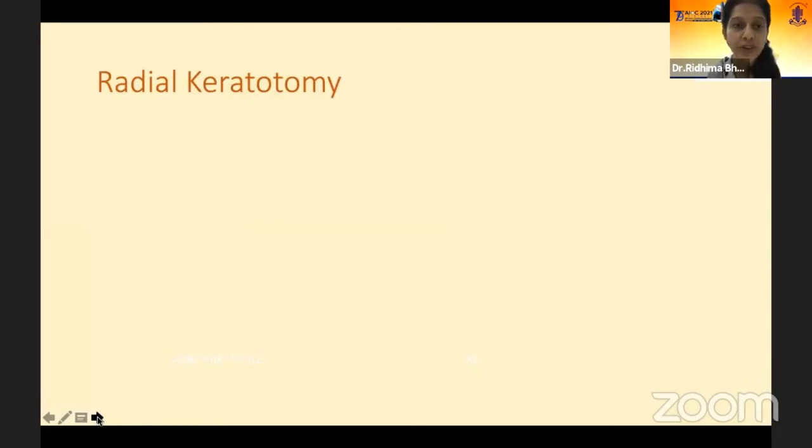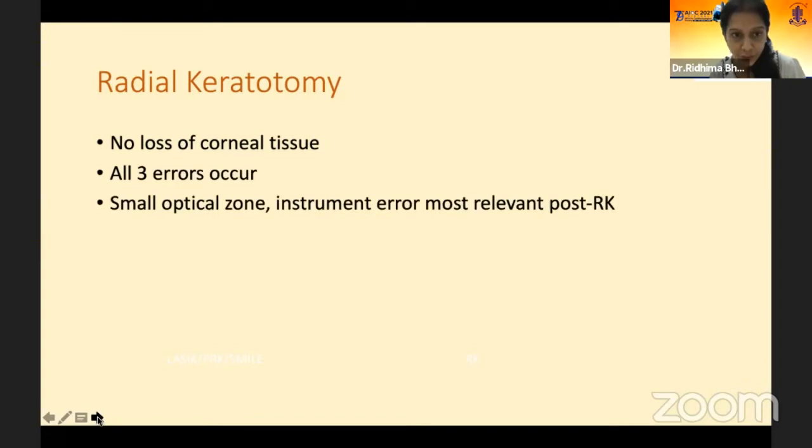How is a post-RK eye different? Though we don't do it routinely, we still see patients post-radial keratotomy who come for cataract surgery. Since we're not removing any tissue at all, do these errors still occur? Is it the same kind of conundrum or error that we're expecting? So yes, all three errors do occur even post-radial keratotomy.